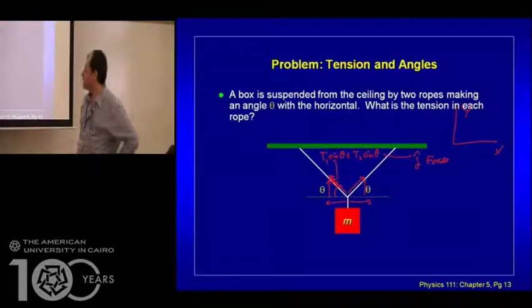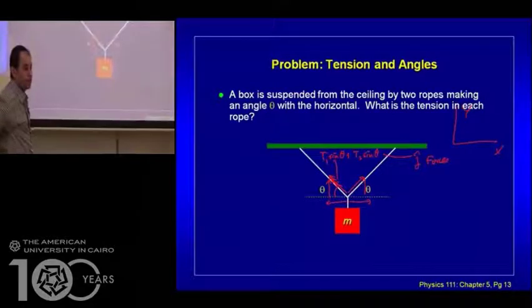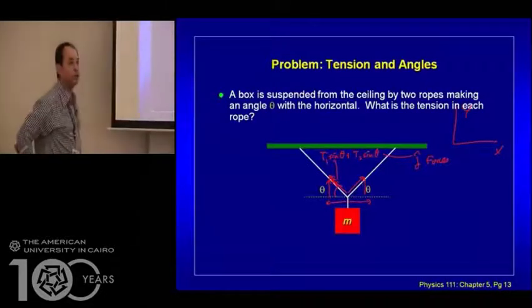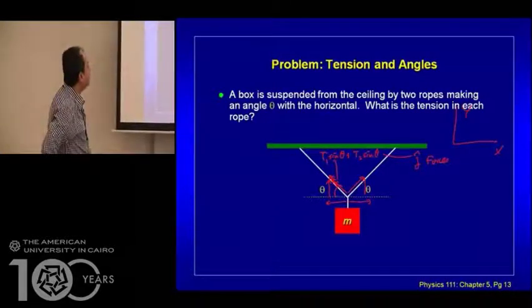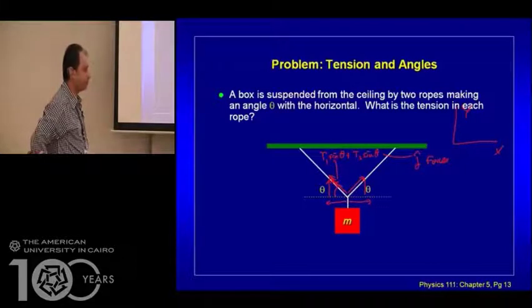I'm going to hang that mass M with two ropes, and I need to find out what is the tension in each rope. So what to do?